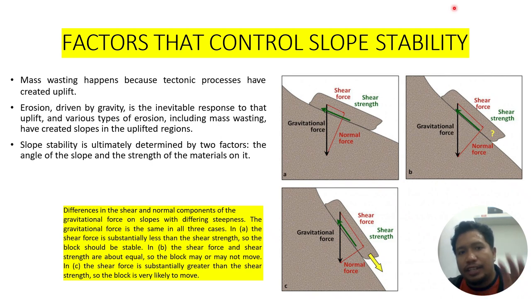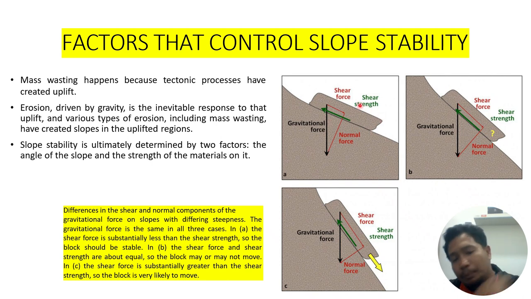So the factors that affect the stability of a slope include, number one, the angle of the slope. If you look over here, we have different angles of slopes that play a role in whether the overburden will slide or not. The strength of the material on the slope is also another factor, and also the presence of water, ice and more that might lubricate the surface and increase the movement of the top body.